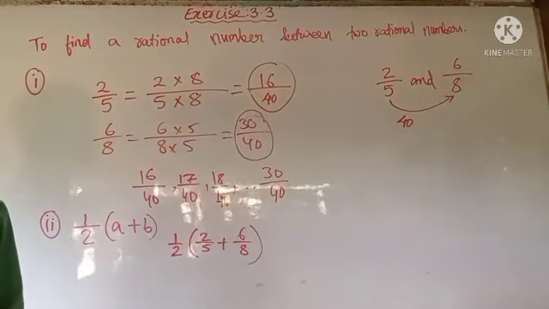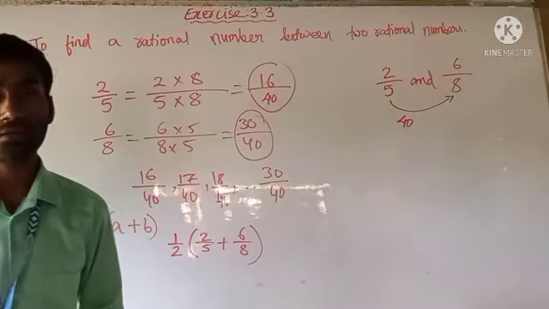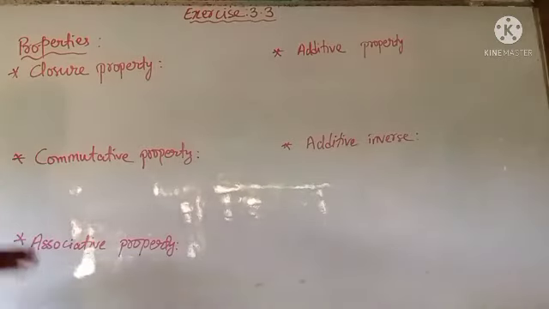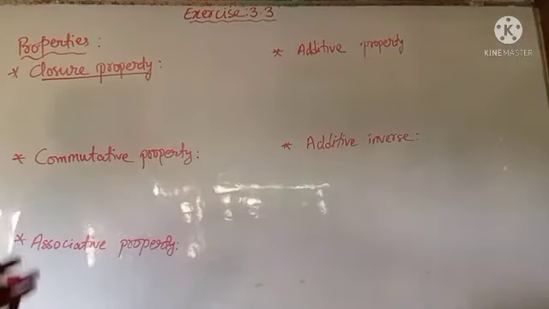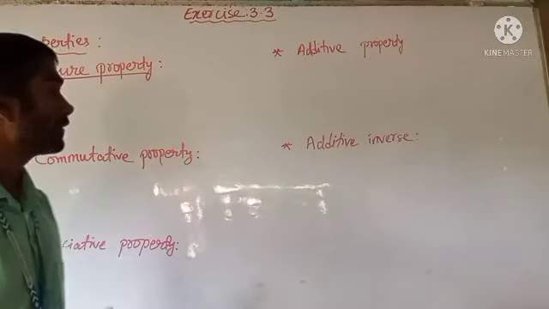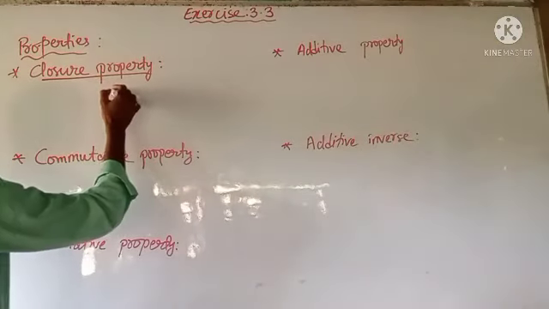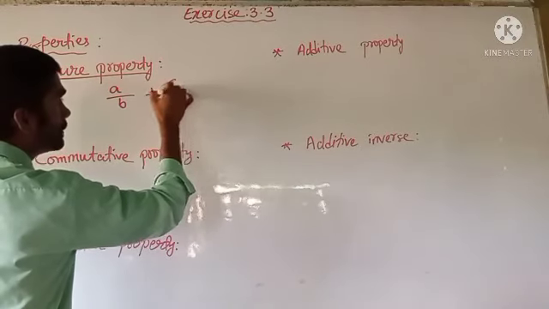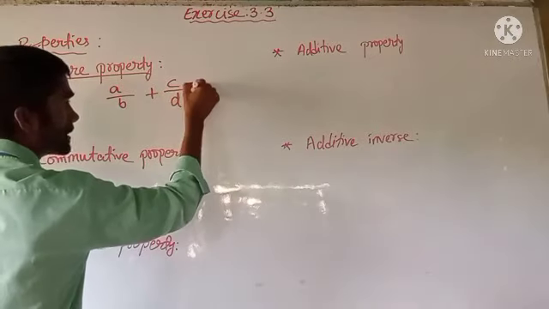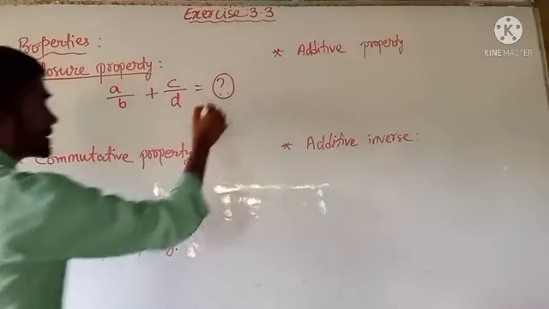Now let us try to know about some of the properties that we are going to use here, of addition and subtraction of rational numbers. Some of the properties of addition we will discuss first. The first one is the closure property. What does this closure property mean? When two rational numbers are added, the answer obtained is also a rational number. Suppose you take any number a by b, and we add it with another rational number, c by d, then the answer we get here is always a rational number.